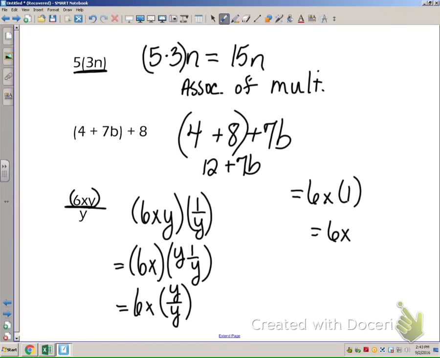So now let's identify the properties that I used here. When I regrouped, I kind of actually just rewrote the problem, but I still changed the grouping. So both of these steps I used the associative property. Then here I just multiplied. Then from here to here what I did was, once again I just calculated. I used the substitution property. I substituted 1 in place of y over y. And then we know finally 6x times 1 equals 6x. That is the identity property of multiplication.